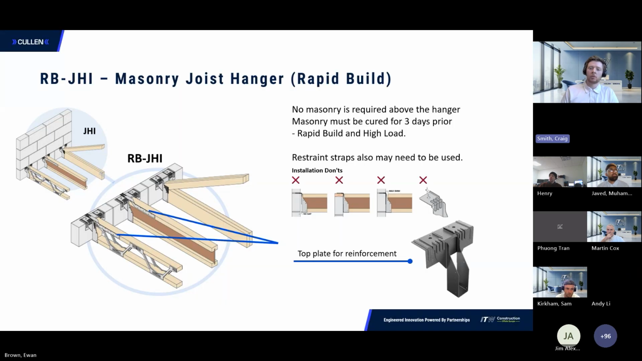You might be wondering what the RB stands for. It stands for rapid build. The reason for this is there is no masonry required above the RB JHI. So it sits on the blockwork. The blockwork needs to be cured for 3 days or more, and then it is safe to load that floor.